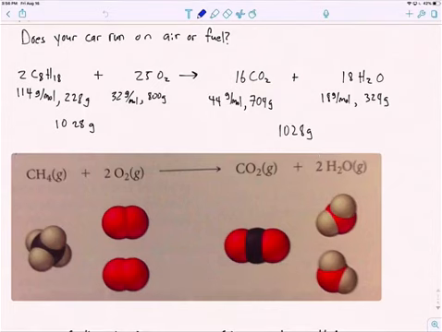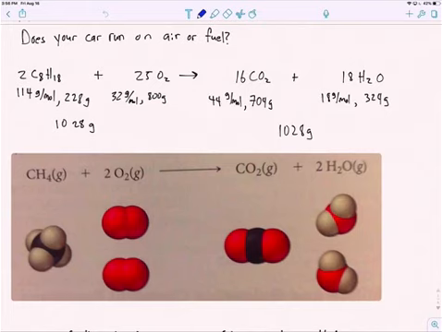Okay, moving on to chapter 4, and this is what we're going to talk about this chapter. We're going to talk about limiting reagent, how to balance equations, and these types of things, so stoichiometry. And a question for you: does your car run on air or gas or fuel? And I've gone ahead and balanced this equation.